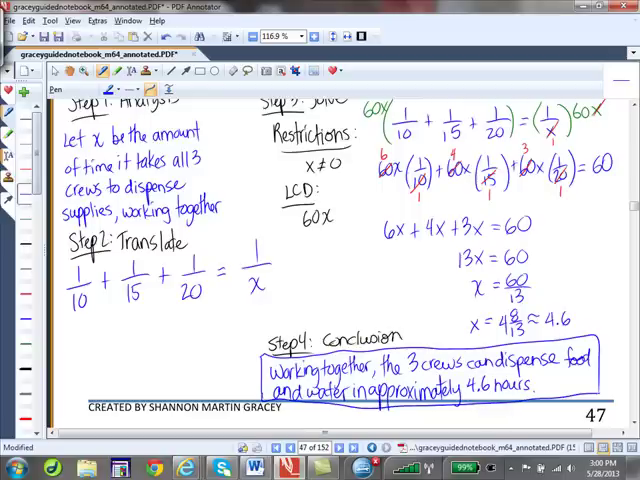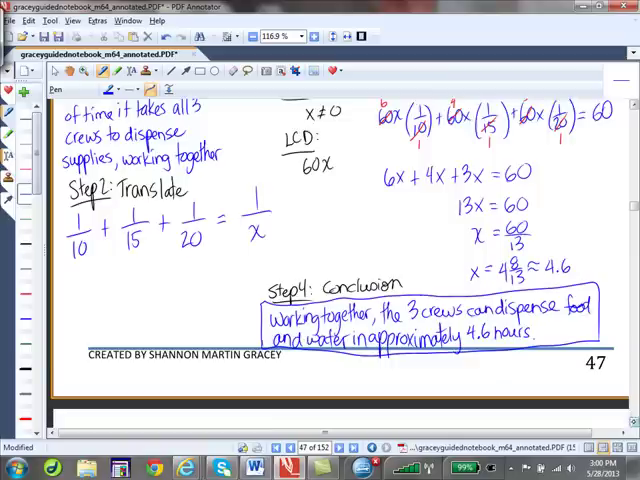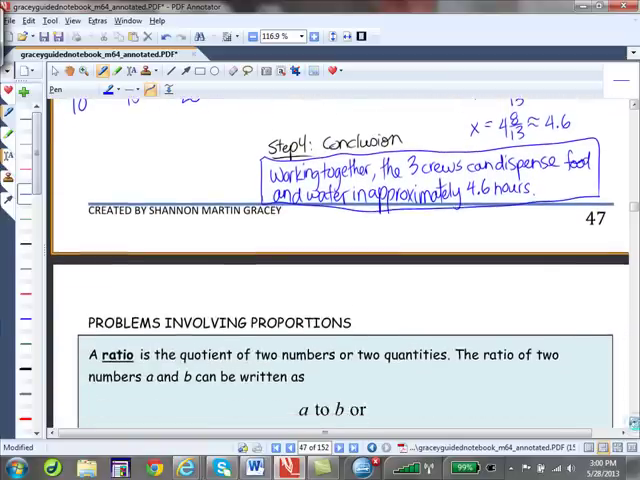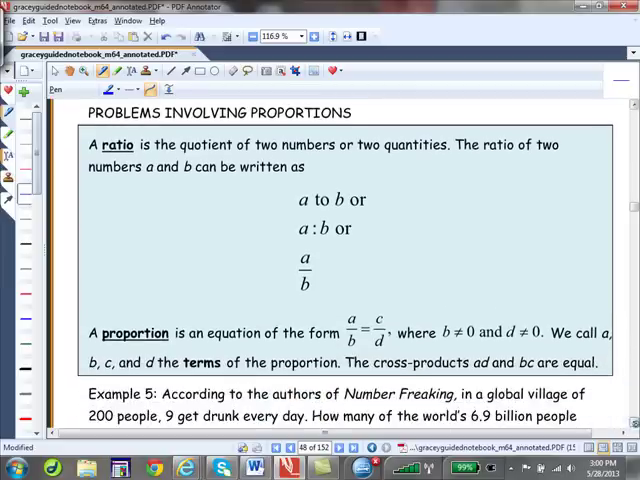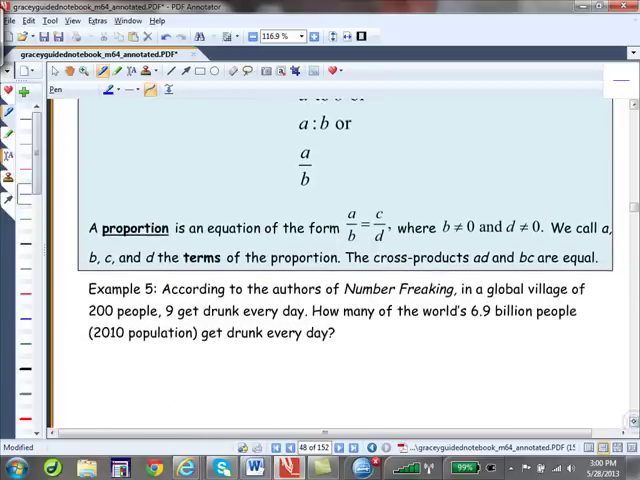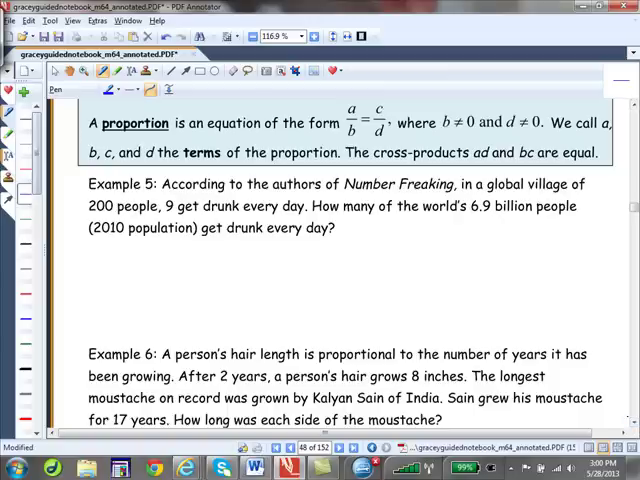Now, sometimes we deal with problems involving proportions. With proportions, that means that one fraction is equal to another fraction, right? And so you can actually cross multiply these things. If you notice, it says the cross products A times D and B times C are equal. So once you have one fraction equal to another fraction, you can cross multiply to solve.